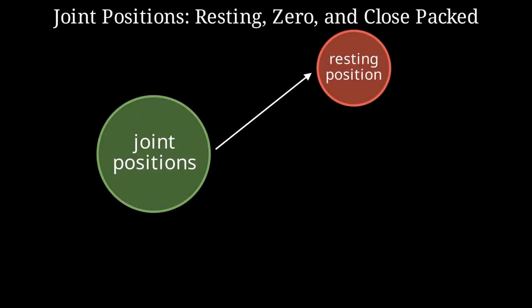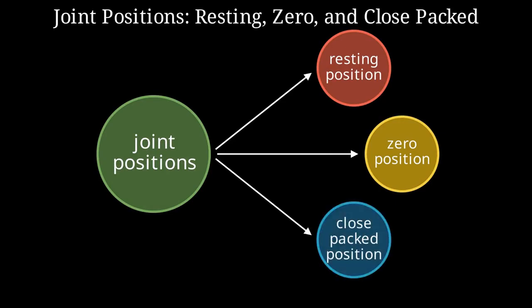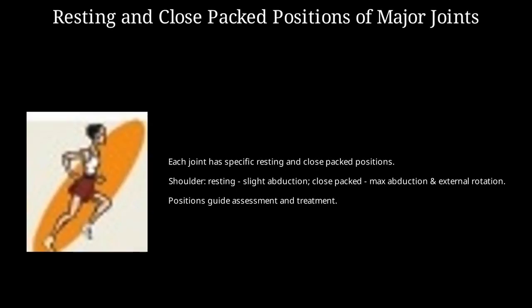Joints have specific positions: loose packed, resting, zero, starting, actual resting, used in pathology, and close packed, maximum congruency and tautness. Resting positions allow maximum joint play, while close packed positions restrict movement and should be avoided during mobilization. Each joint has defined resting and close packed positions. For example, the shoulder's resting position is slight abduction, while its close packed position is maximum abduction and external rotation. These positions are important for assessment and treatment planning.